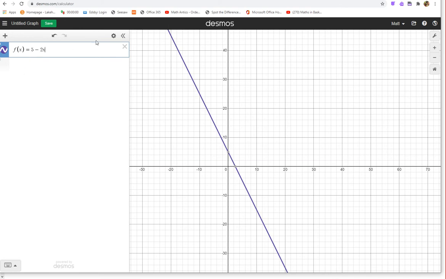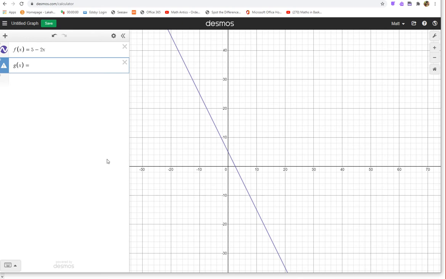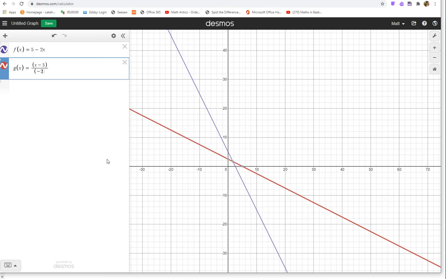That's what our first one looks like. Our next one, I'm going to call it g at x, just because you can't use function or inverse notation on here. You won't know what we're doing. What did I have? x minus 5 over negative 2. Here we go. So I'm going to put some brackets in here. x minus 5 divided by negative 2. Okay, and now finally let's put on that mirror line.